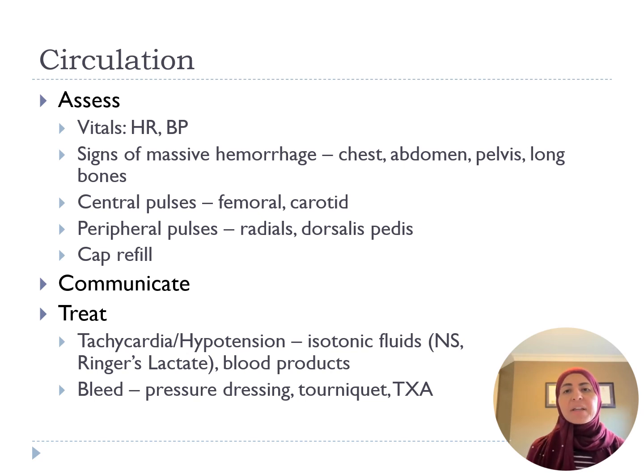We communicate our findings to our team and then treat by giving a bolus of isotonic fluids for tachycardia or hypotension that's due to hypovolemia. We consider blood products in cases where there's hemorrhage, and we stop active bleeding by applying a tourniquet or pressure dressing when possible. And again, we reassess the effects of each intervention to ensure that it's had the desired effect.